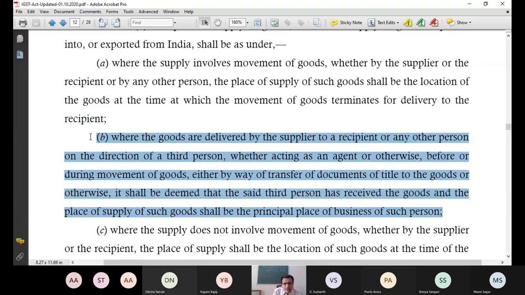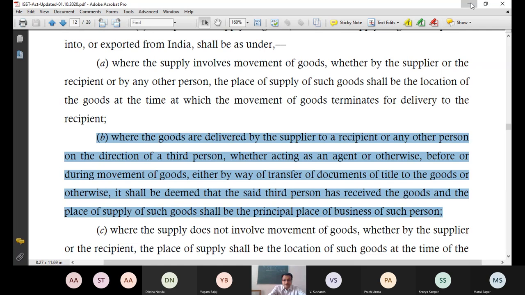Before or during, either by way of transfer of documents of title to the goods or otherwise. It does not matter how you have transferred the goods to this Tamil Nadu person. It shall be deemed that this third person has received the goods. In reality, the Tamil Nadu person has received the goods, but the Act says we will assume that this West Bengal person who ordered the goods has received them, and the place of supply of such goods shall be the principal place of business of such person. So where the business of this third person is situated, that will become the place of supply.